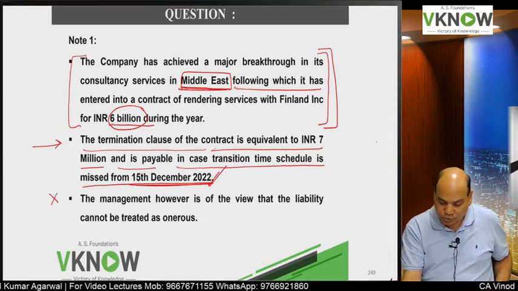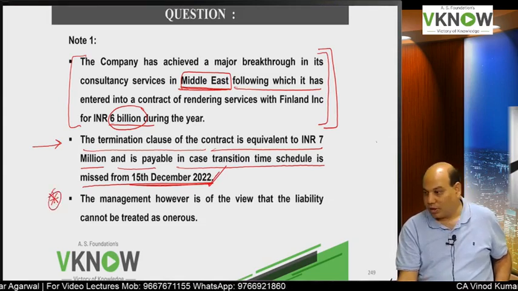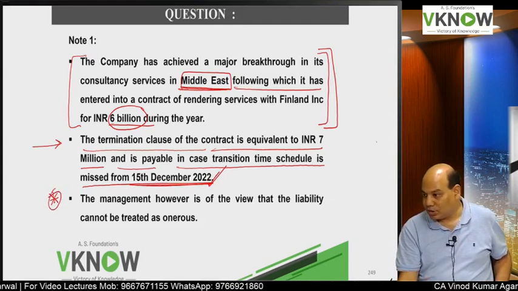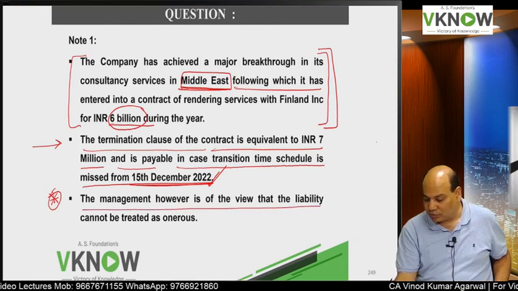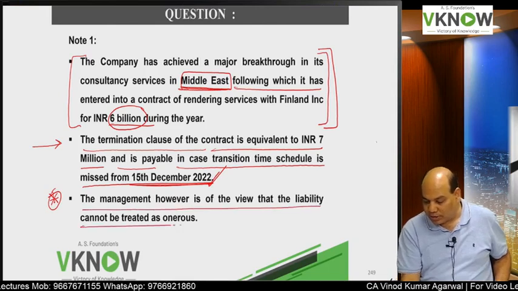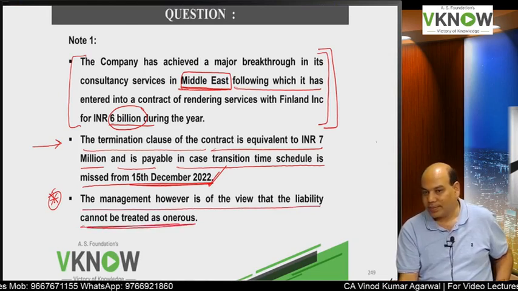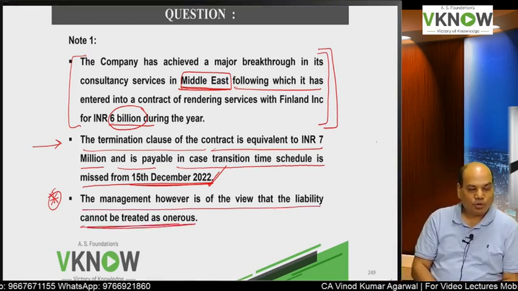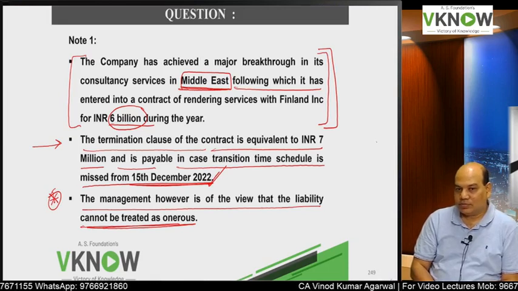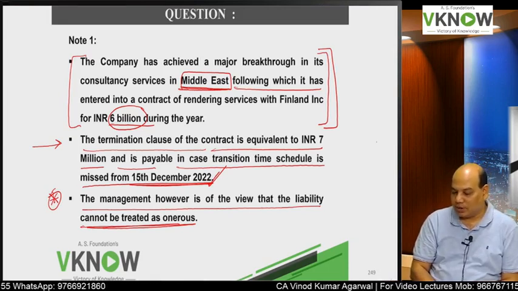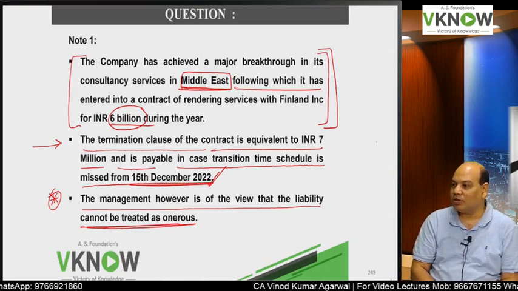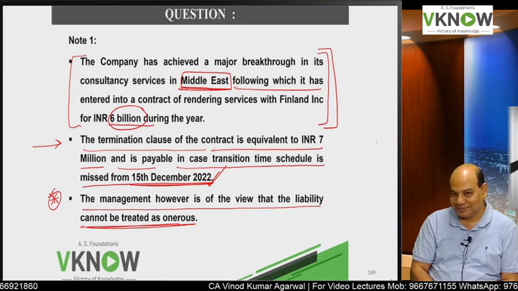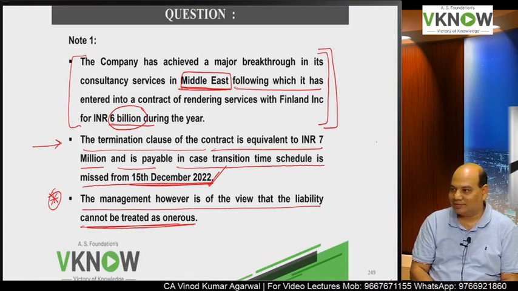This is important and I am going to ask you a question. Ready? Be ready. Yes, Rahul, Anup, Hari. I am going to ask you a question. Management, however, is of the view that liability cannot be treated as onerous. So what will you do with this adjustment? Option A, provision of 7 million. Option B, contingent liability. Option C, do nothing. Provision, contingent liability or do nothing.